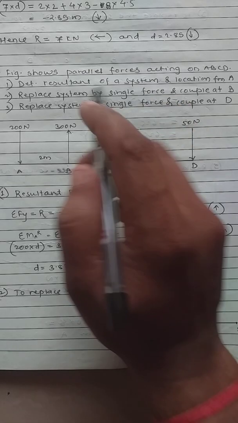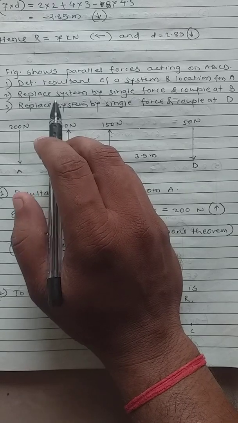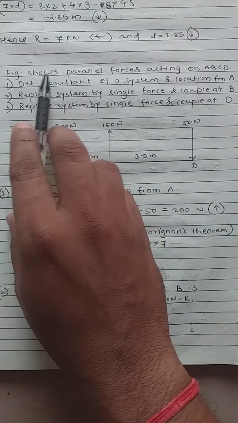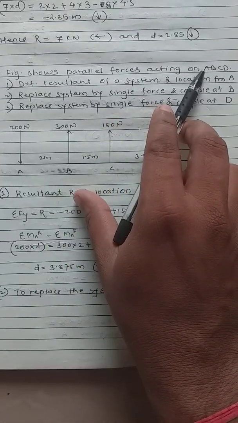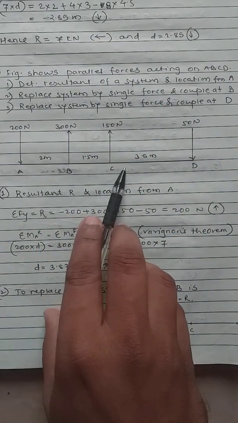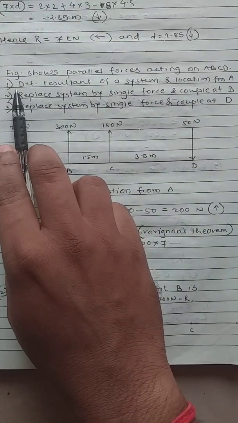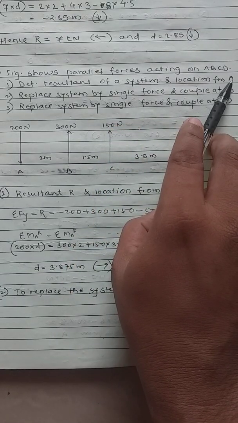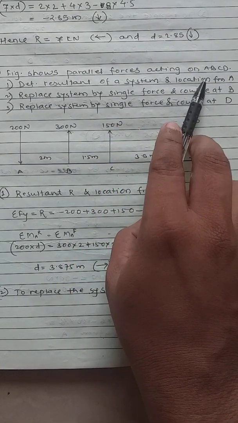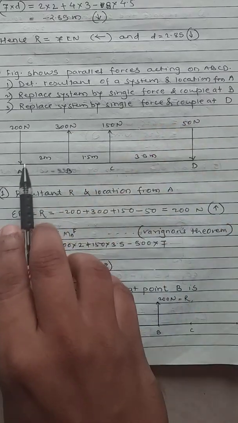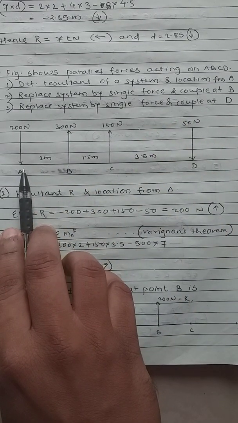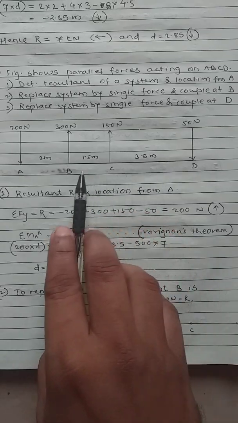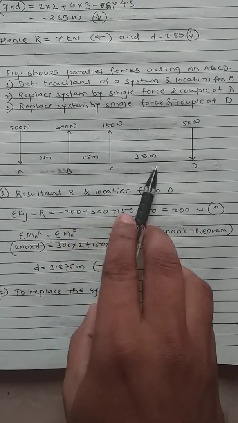Okay, another problem that can be asked on parallel force systems is somewhat like this. The figure shows parallel forces acting on ABCD. First, determine the resultant of the system and its location from A. Here it is directly mentioned that we have to find the location from point A, or sometimes it can be from any point, from D, C or B.